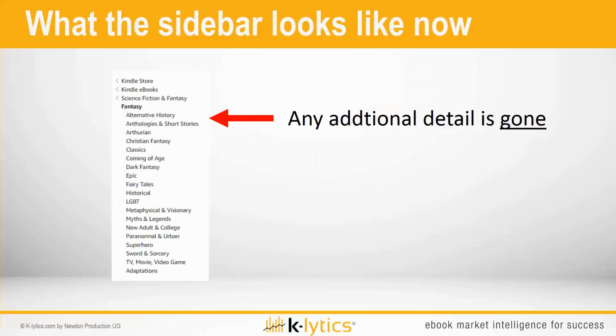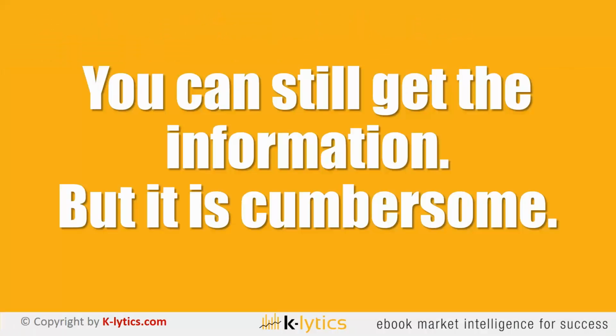And what the sidebar looks like now is this. Any additional detail is gone. So on first sight, you have no measure for how big or small each of the categories are. Or when you type in a certain search, you do not immediately get a display of in what categories the results are found. The good news is you can still get to the information with a trick, but it's pretty cumbersome and it takes a little bit of time to do. So I will explain it in a different dedicated video on this issue.